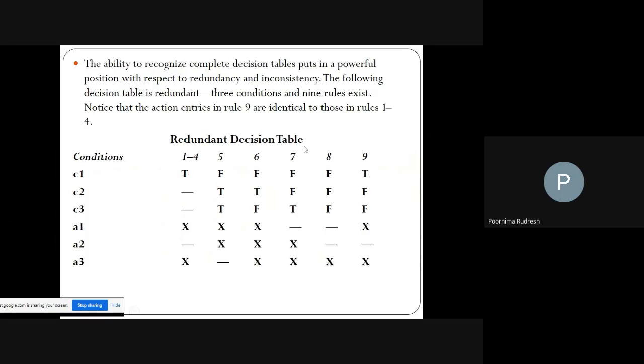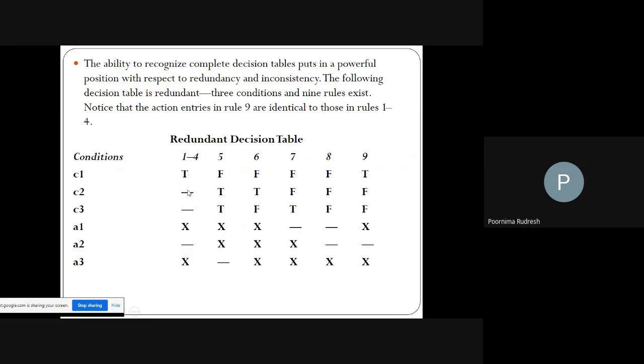Next, the ability to complete the decision table puts us in a powerful position with respect to redundancy and inconsistency. Here, this table is a redundant table, and 3 conditions and 9 rules exist, but the entries in rule 9 are identical to the rules 1 to 4. Okay, see here rules 1 to 4 and rule 9. If you compare the entries of these two, see here true, true, and F it is a false.